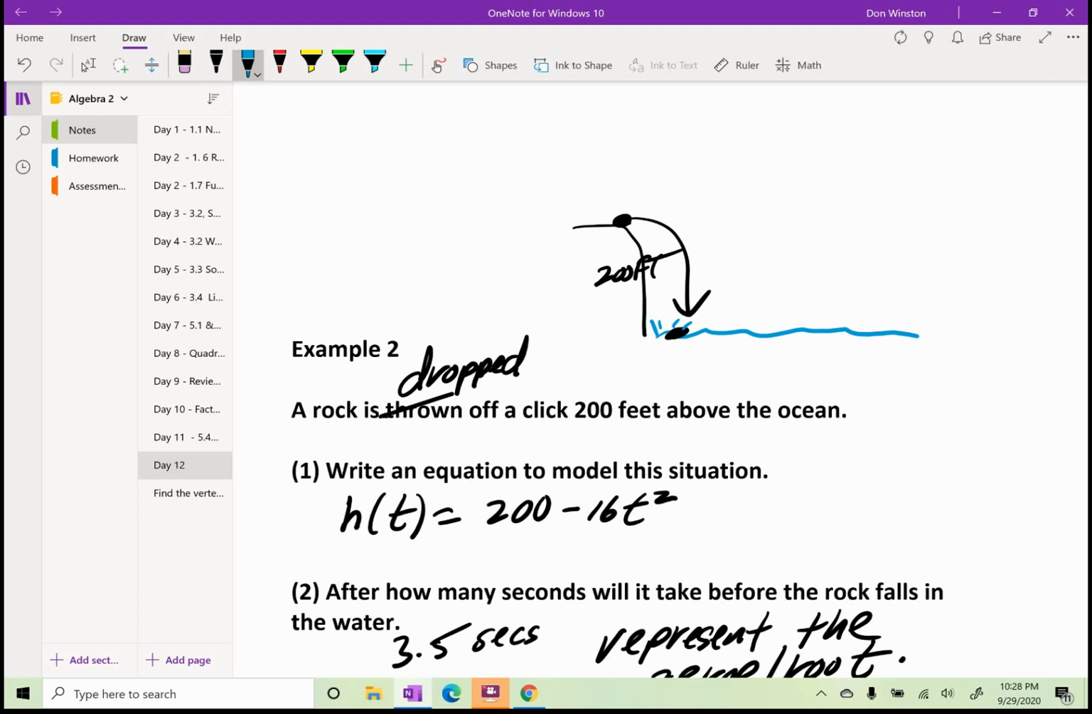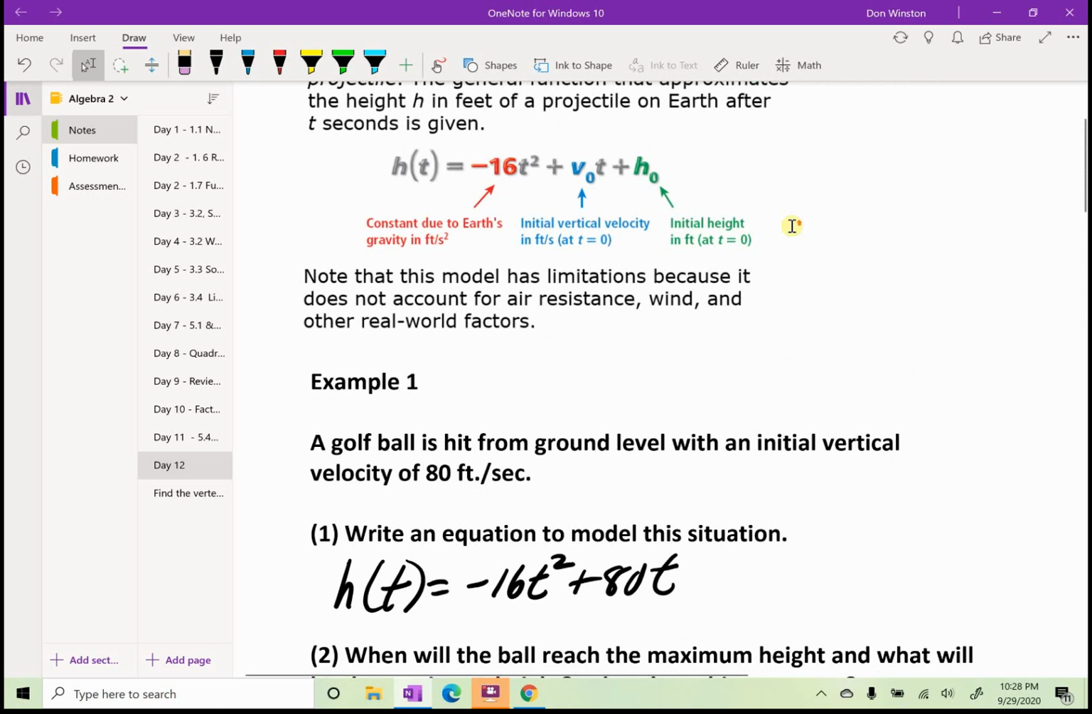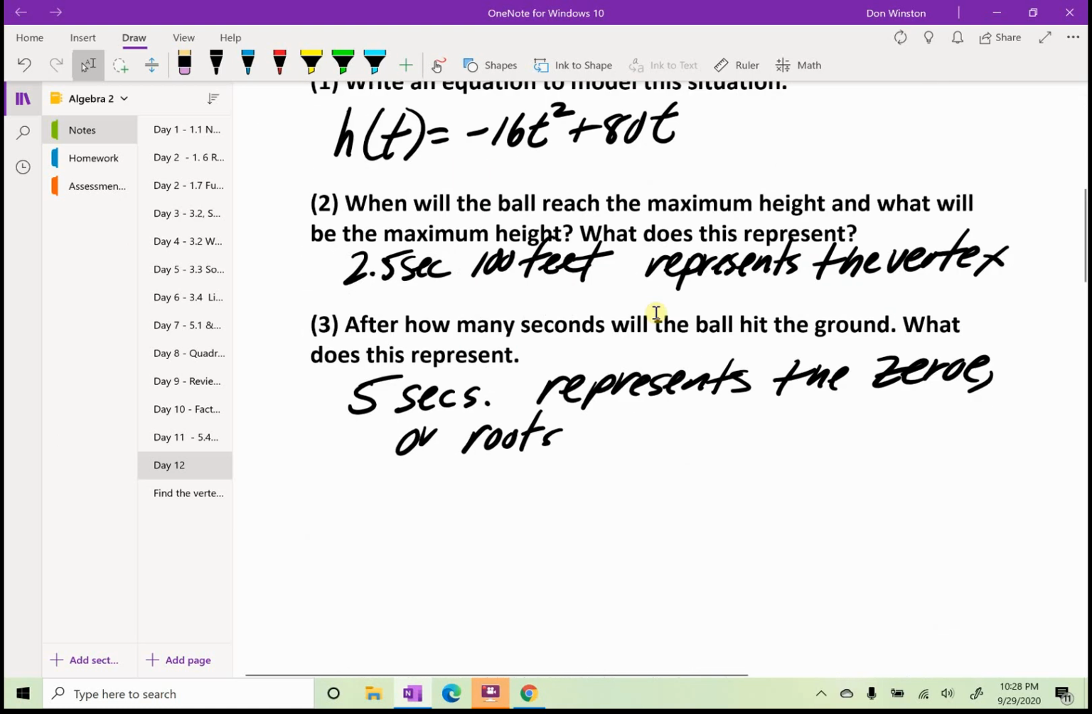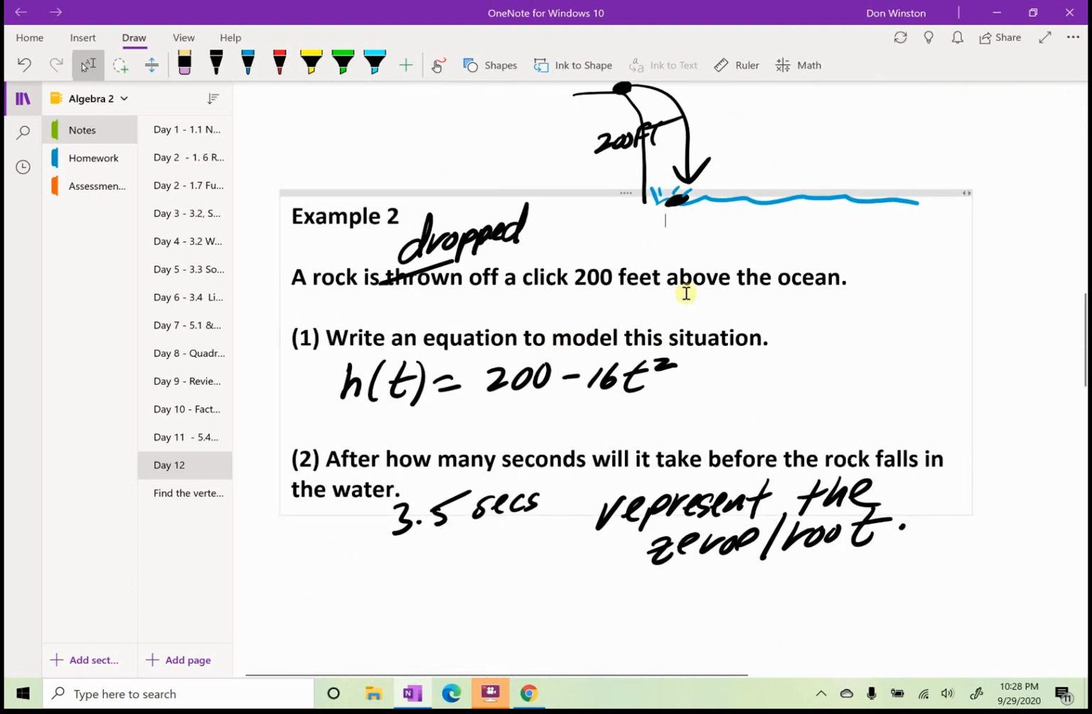Okay, write an equation to model this situation. All right, so it's dropped, so there is no initial velocity. It's just dropped off the cliff. So if I go back up to this equation, v is 0, but we do have an initial height. And that initial height is 200 feet.